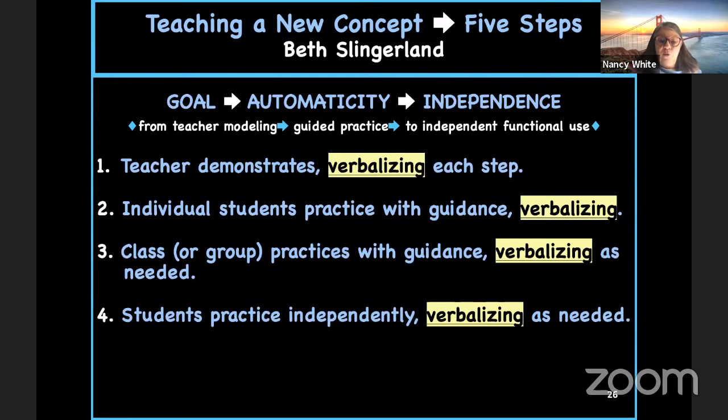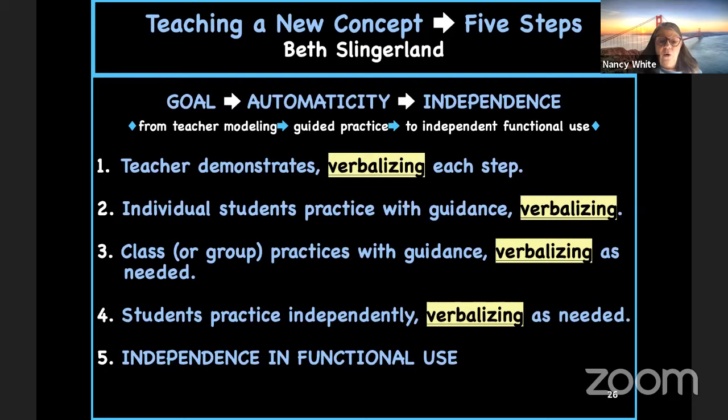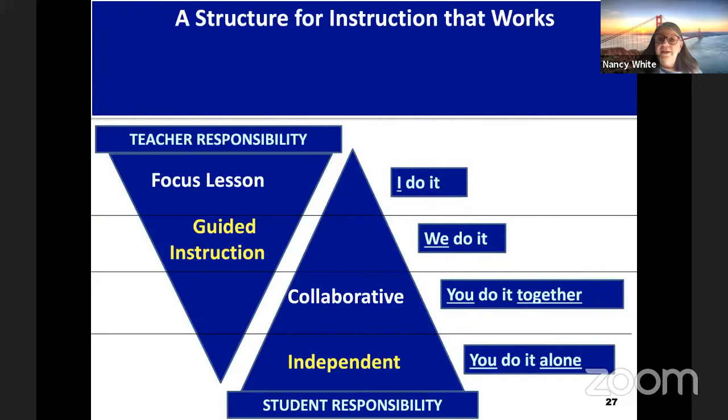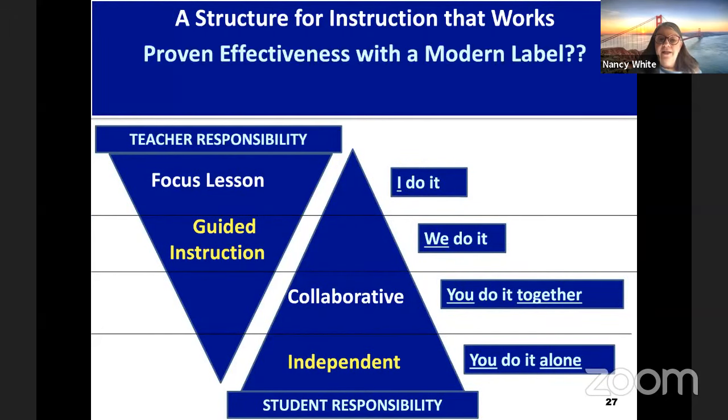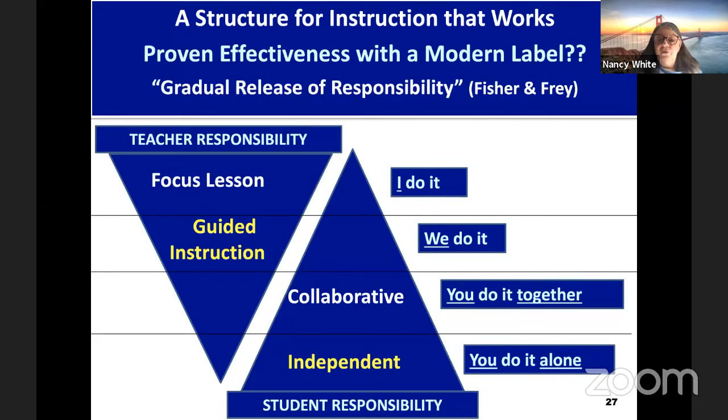Then they practice more independently, again using verbalization as needed, and the goal is always independence and functional use. This is the more modern version of it: I do, we do, you do it together, you do it alone. Yes, that's a model and it's very, very popular, but as the teacher, you need to be really on top of what every student is doing, not just standing and watching them as a whole, but going around and listening. You don't want them to practice mistakes.